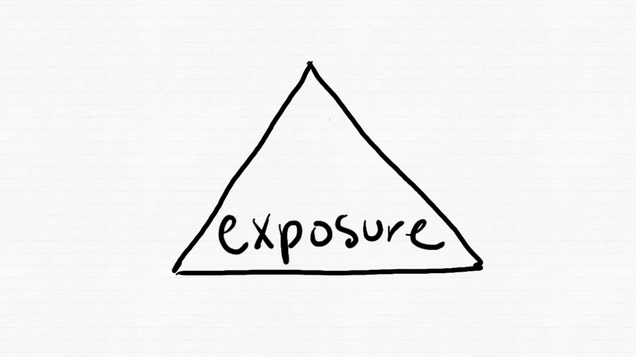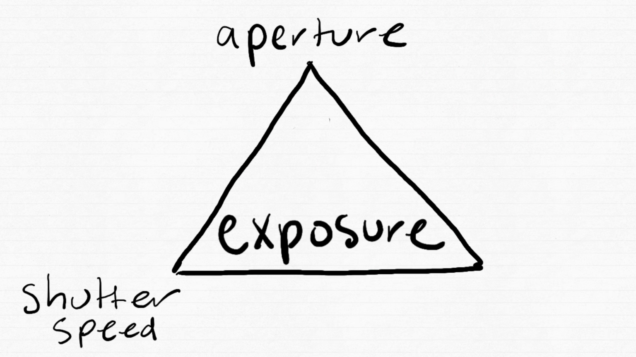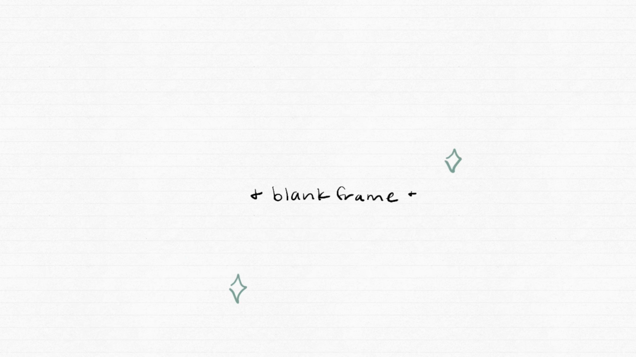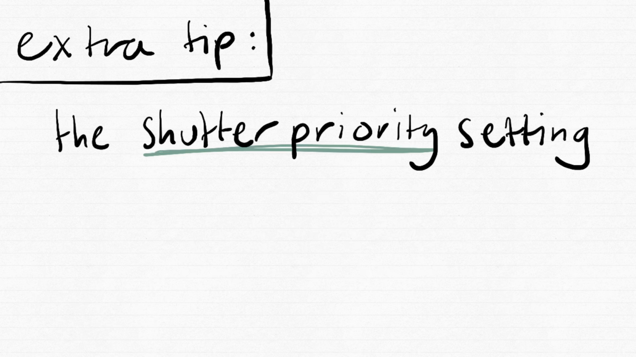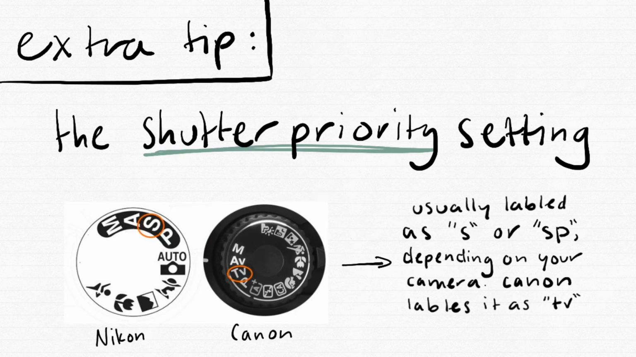As part of the exposure triangle, it needs to be balanced out with aperture and ISO to get a viewable photo. If you desire a certain shutter speed effect and don't have much time, you might be able to set your camera to the shutter priority setting, which will let you set the shutter speed you want, and the camera will adjust the aperture and ISO for you.